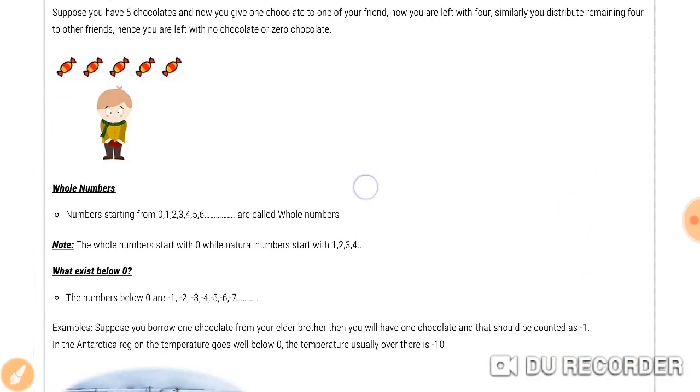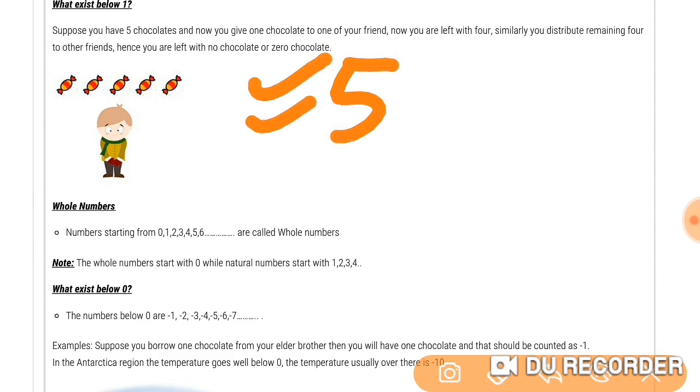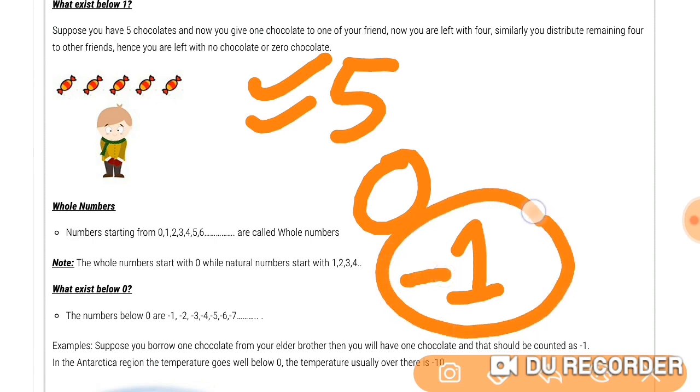Then again you want to give some chocolates. You have already given 5 chocolates. Having 0 with you means we have no chocolates. So again you want to give one more chocolate to another third friend. That is represented as -1, because you don't have any chocolates with you. That meaning is -1.